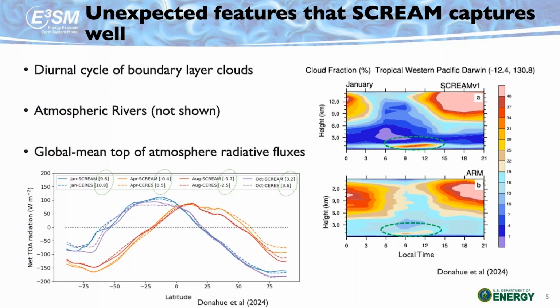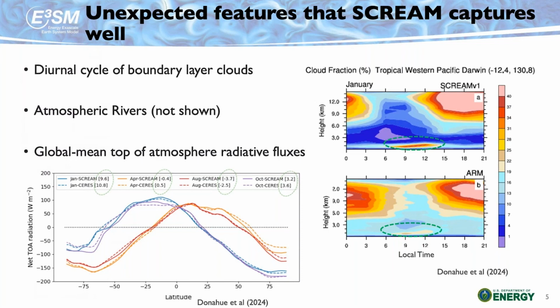And that's shown on the bottom left plot here, where we're looking at the latitude distribution of the net top of atmosphere radiation imbalance. And you can see the seasons are represented in different colors. In the solid line is SCREAM, and then in dashed line is CERES. And you can see that it's able to capture a lot of the shape that we'd expect, the latitudinal shape that we get in the imbalance, though there are some regional biases if you look a little bit closer.